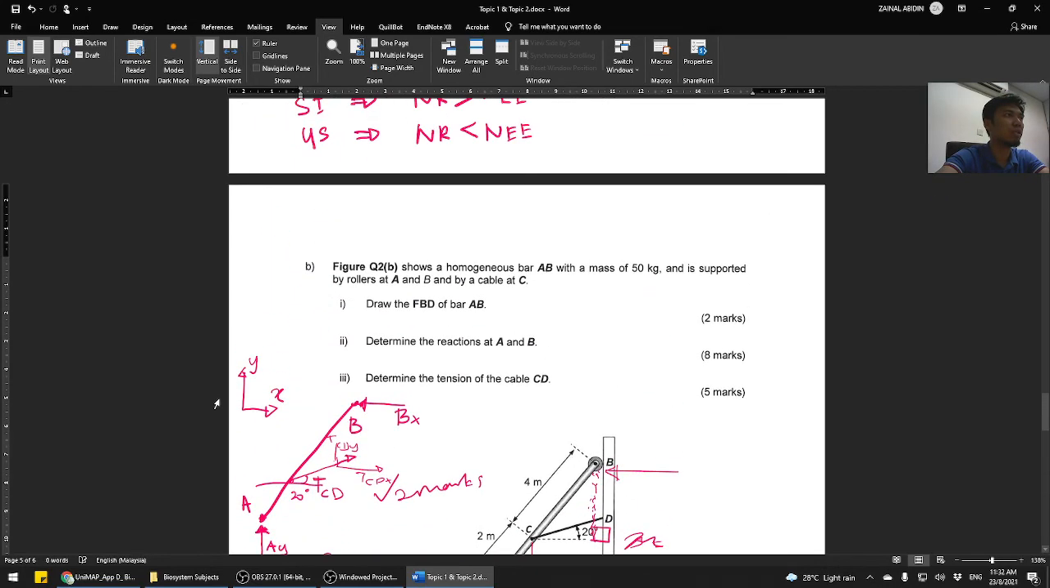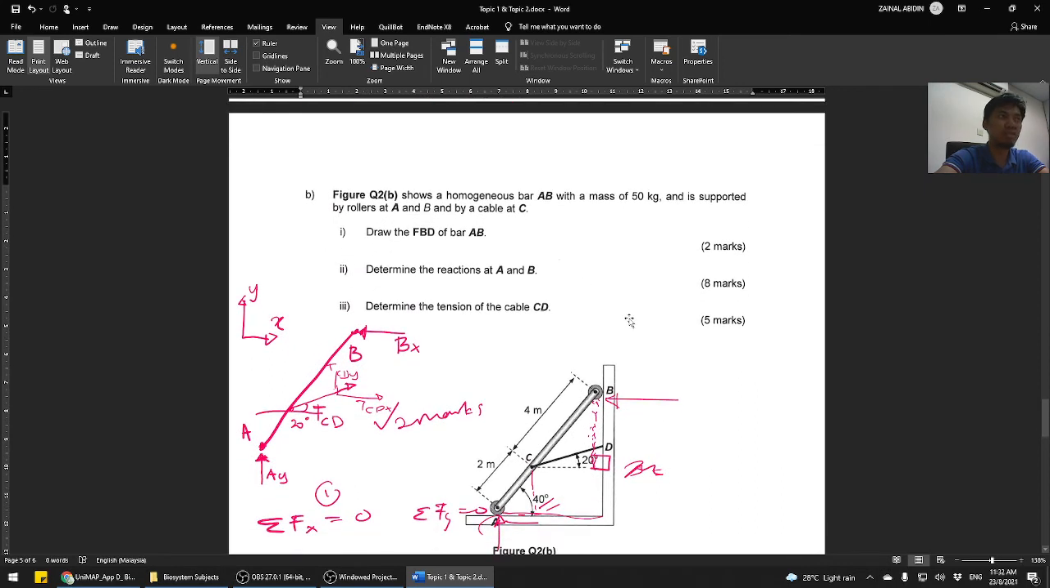I'm sorry again. Because this question gives you another 50 kilogram of mass for that bar, your FBD here only gets 1 mark because you're not giving a mass. If you put mg here, the mass, sorry again, mg, then you get 2 marks.